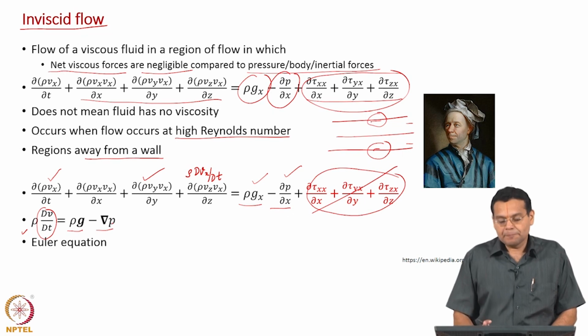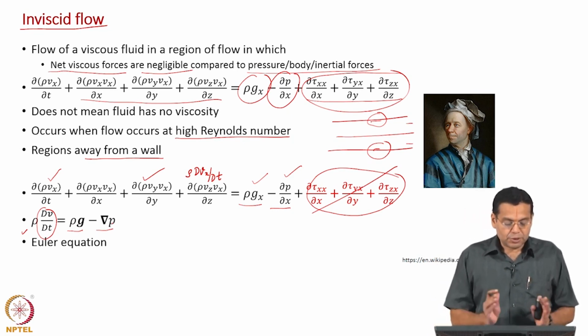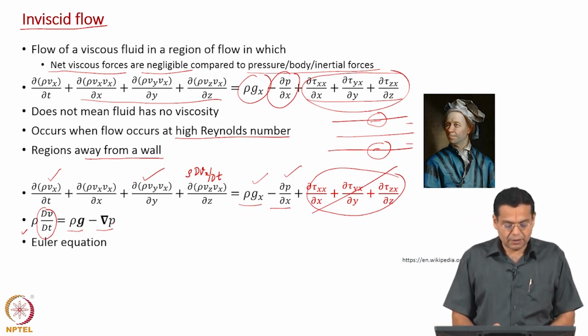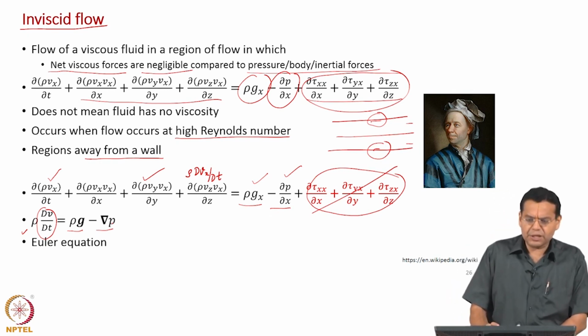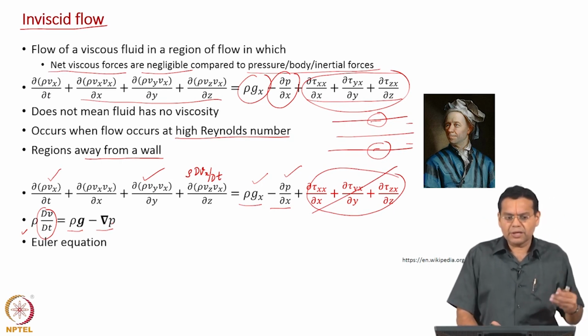When is it valid? At high Reynolds number. Where is it valid? Away from the wall, okay. So, that should be clear, the scope of application of the Euler equation. I would also like to recall our earlier equations, because we have gradually evolved our equation, okay.